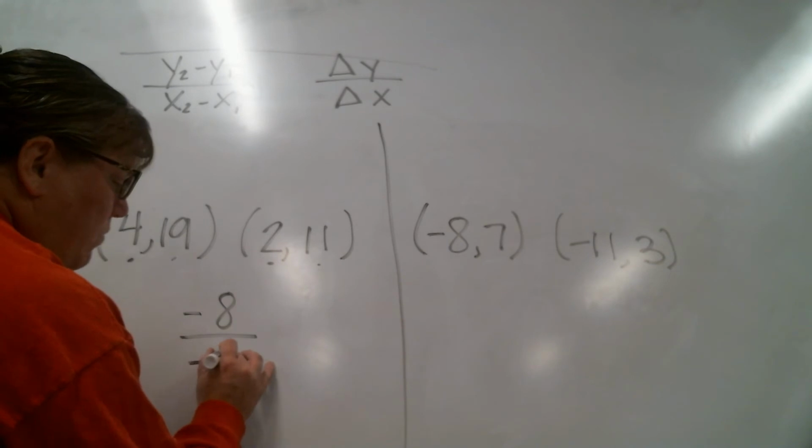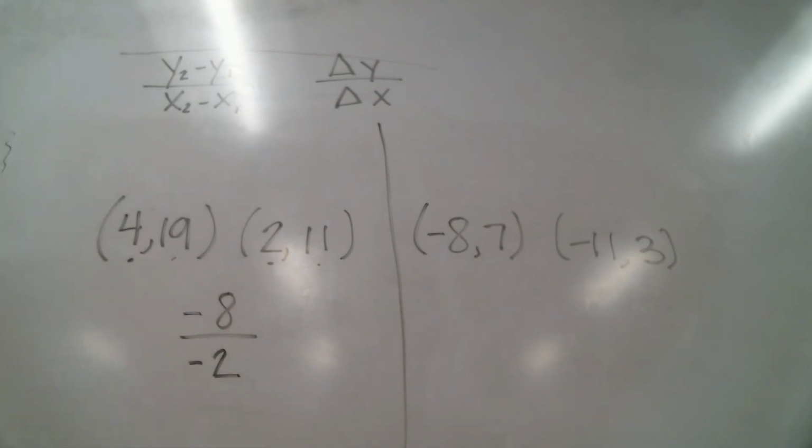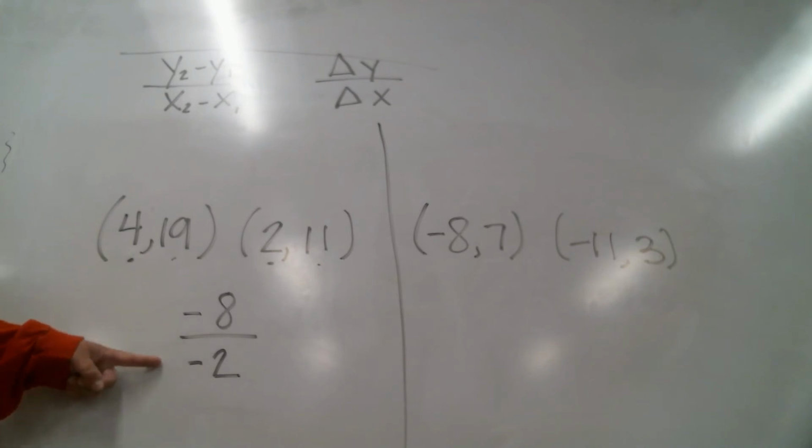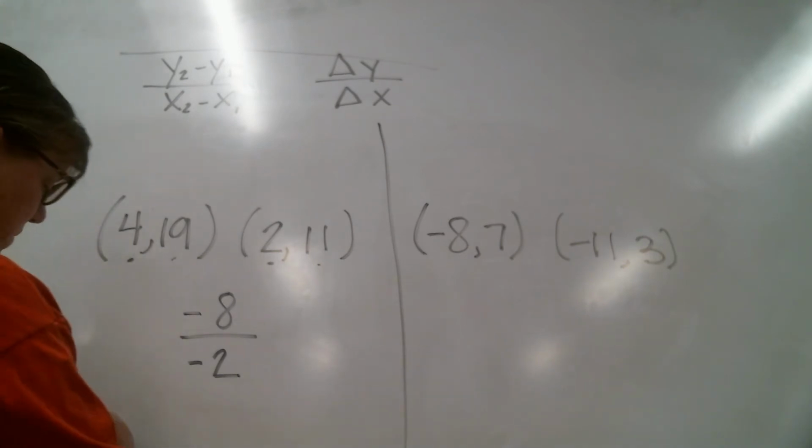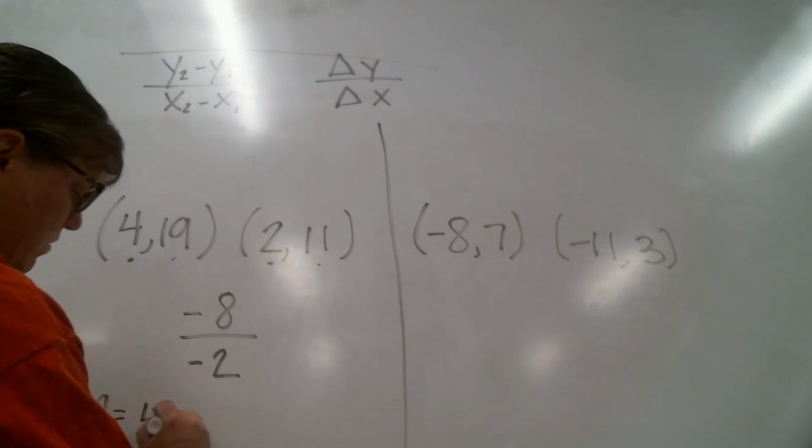Now remember, slopes always have to be written in the simplest form. And this can be simplified. -8 divided by -2. Your two negatives are going to make it a positive. So your slope would just be m equals 4.